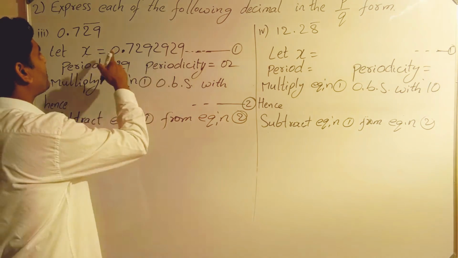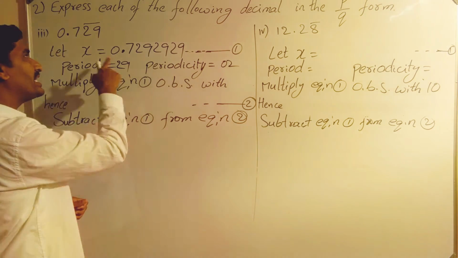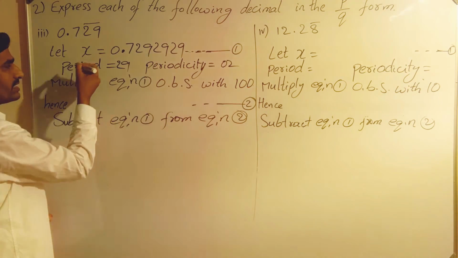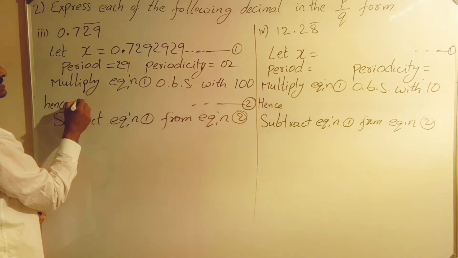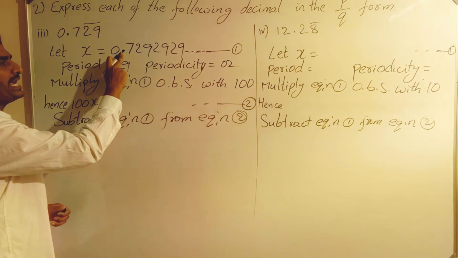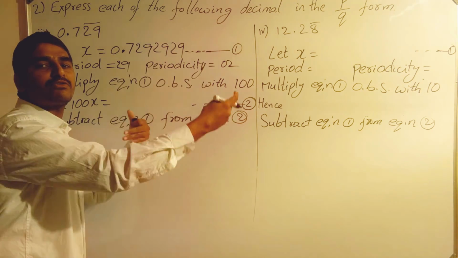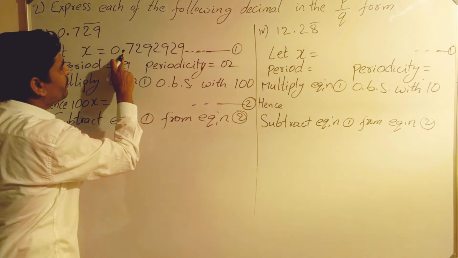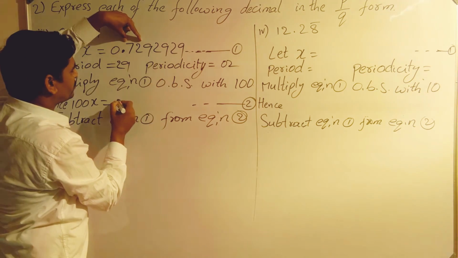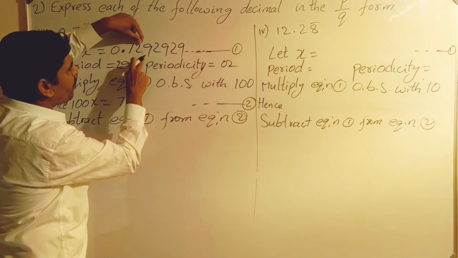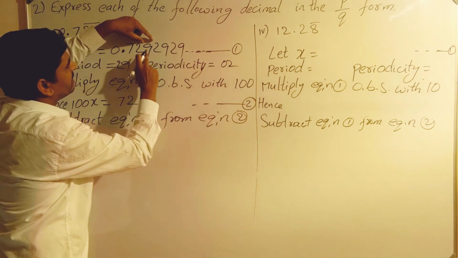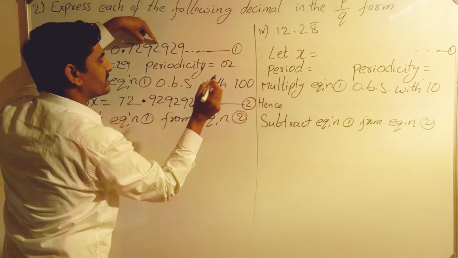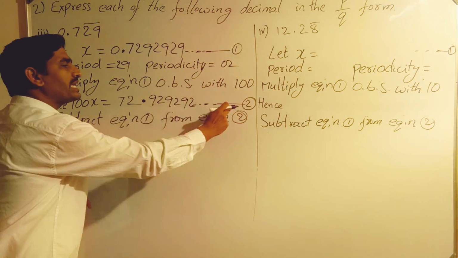Now here 2 decimals are repeating, therefore multiply equation 1 on both sides with 100. The point moves 2 steps forward, so it comes after 2 digits: 72.929292 and so on. This is equation 2.